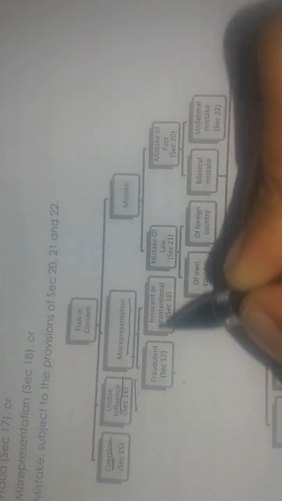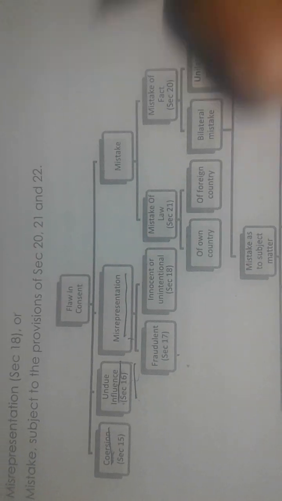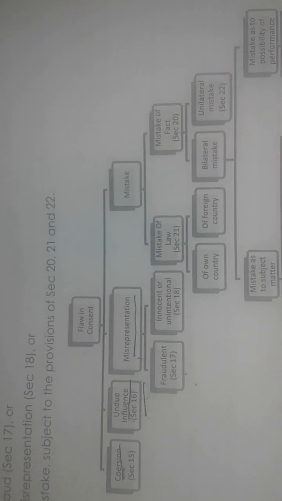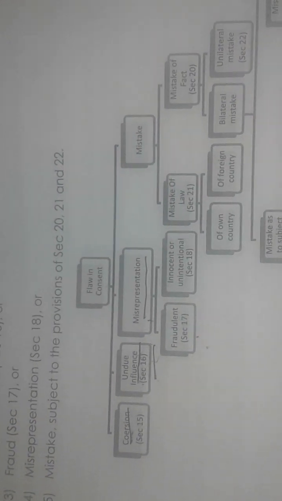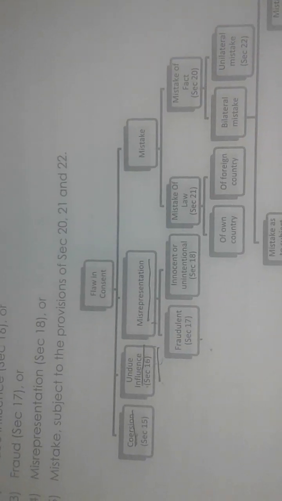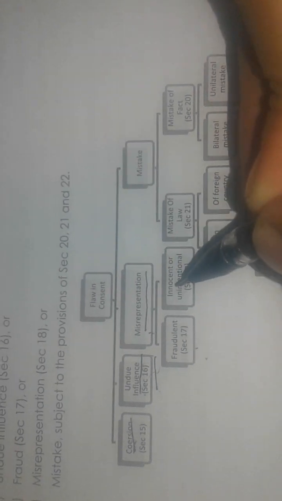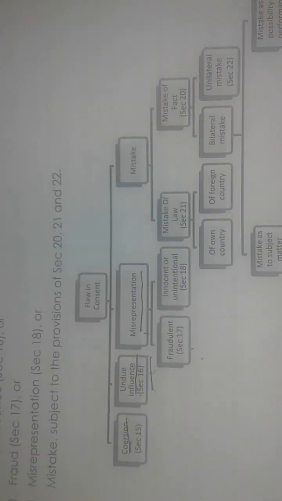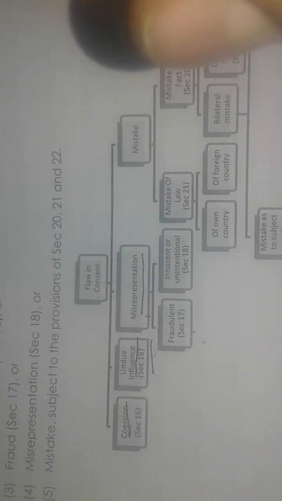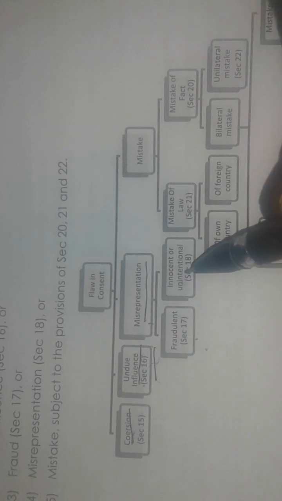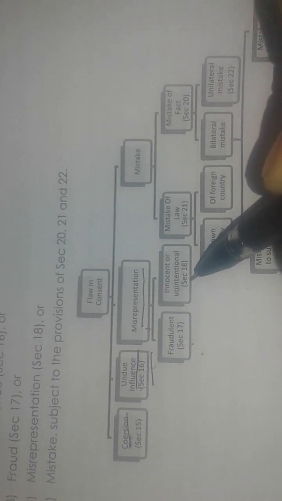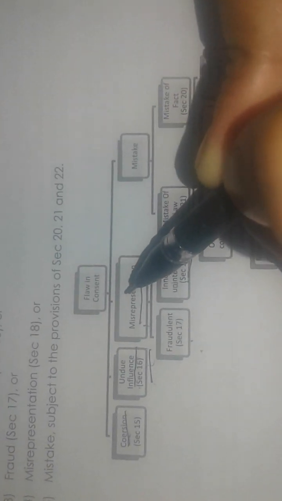So this becomes fraudulent. But if he also does not know about that particular technical error, and is not aware of the consequences of that product, then it becomes unintentional. That person has no intention to defraud the buyer, right? So this becomes unintentional misrepresentation. This is fraudulent misrepresentation. Section 18 deals with unintentional misrepresentation, right?